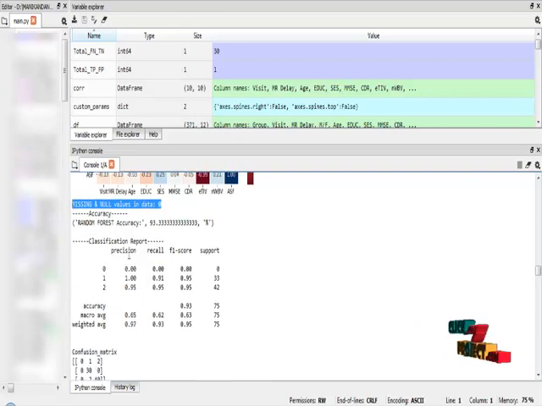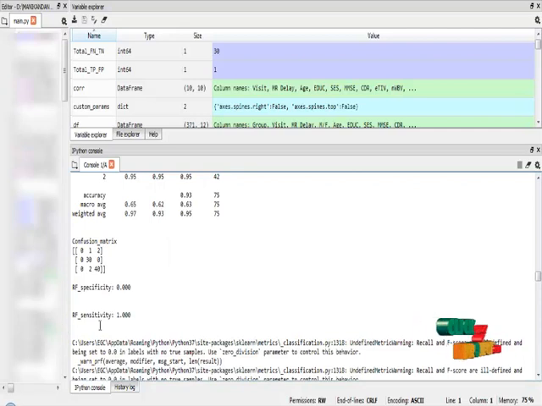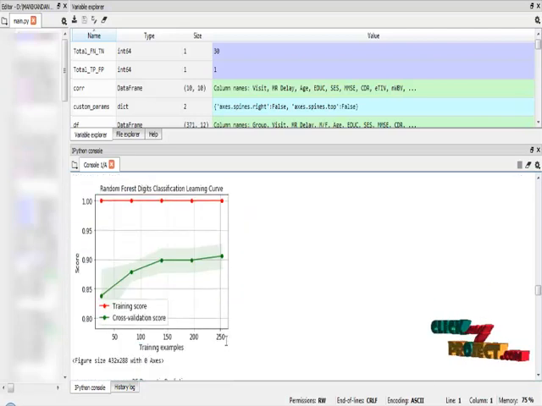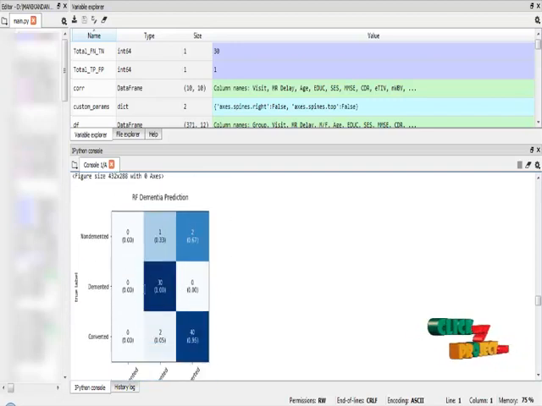Precision means the number of correct predictions, recall means the number of correct instances of prediction, and F1 score is used to measure the test accuracy. So this is the confusion matrix. The confusion matrix explains the number of correct predictions and misclassifications, and the random forest algorithm sensitivity is 1.0. This is the learning curve for the random forest algorithm. This is the training score, and this is the cross-validation score, that means the test score of our random forest algorithm. And this is the confusion matrix diagram based on the correct classification or misclassification from our random forest algorithm.